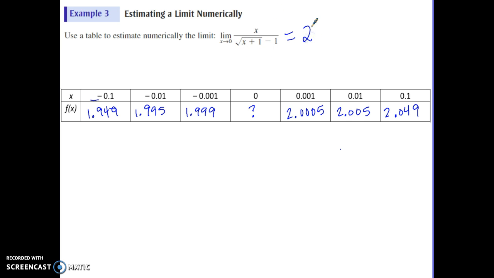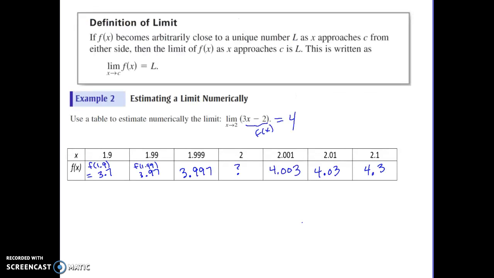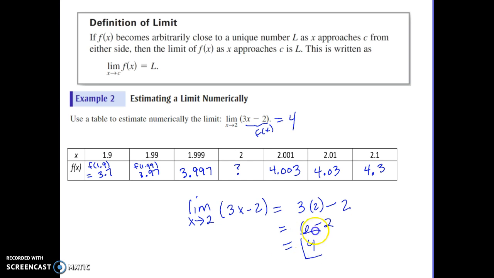2. Now, I'm not sure if you maybe thought for the previous example, well, hey, why can't we just plug in an x value of 2? Well, in fact, that does work for this problem, and that is our analytic approach, if you will. So doing that, you're going to plug in 2 for x, and we're going to simplify. So it ends up being 6 minus 2, which is in fact 4. So those two values do agree.